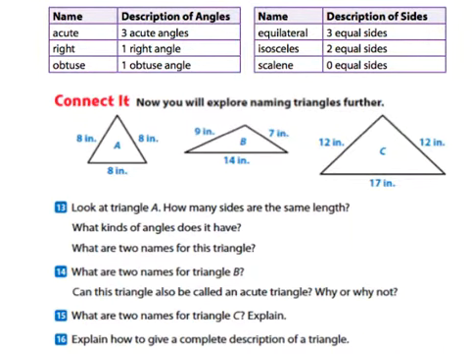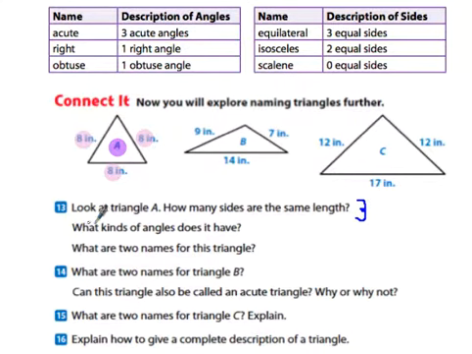It says, look at triangle A. How many sides are the same length? Well, they've measured these sides for us, so this should be very easy for us to determine. There's 3 sides to every triangle. This side is 8 inches, this side is 8 inches, and this side is 8 inches. So how many of those sides are the same length? What do you think? Hopefully you said that 3 of the sides are the same length.